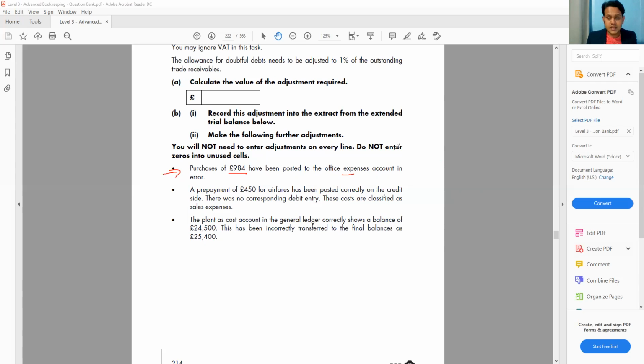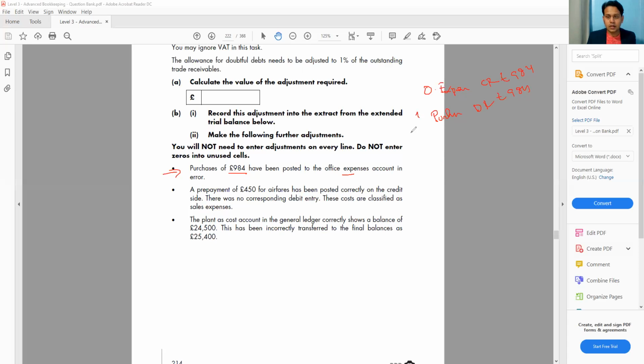So normally office expense is debit. So if I want to take it out from there, I make office expense credit, that will be 984, and I need to increase the purchase expense. So I'll say purchase debit 984. As soon as I make 984 debit, it will be increased because purchase is always debit. If I make another debit, it will be increased. On the other hand, office expense normally is a debit. If I want to reduce it, I'll make it credit.